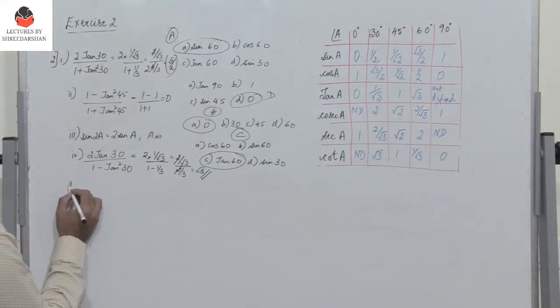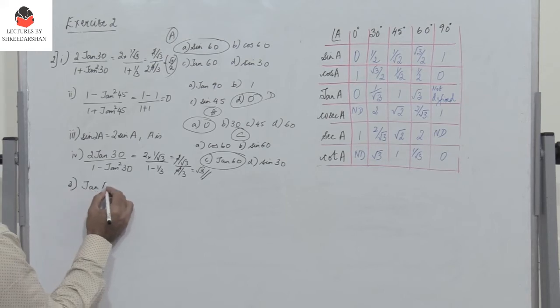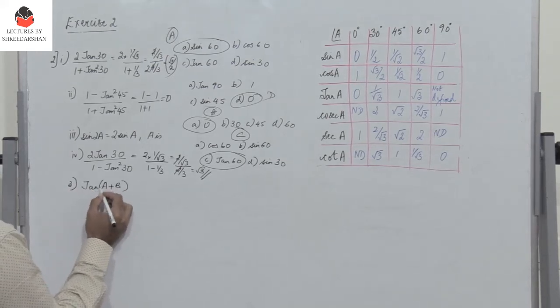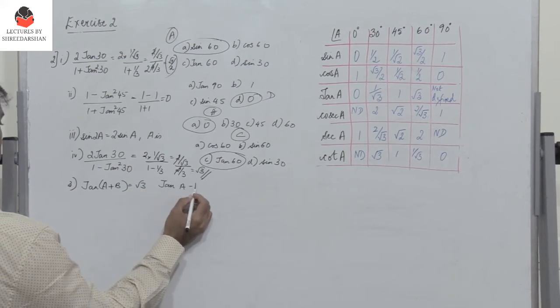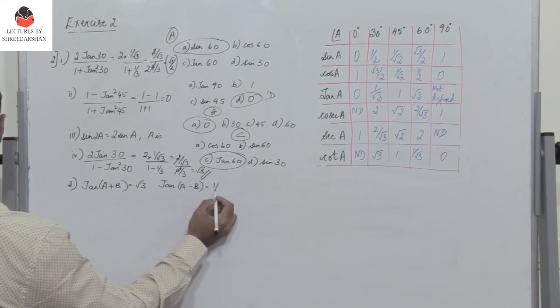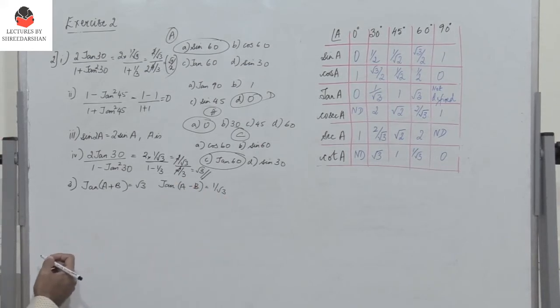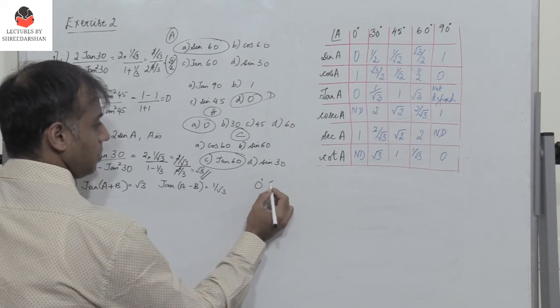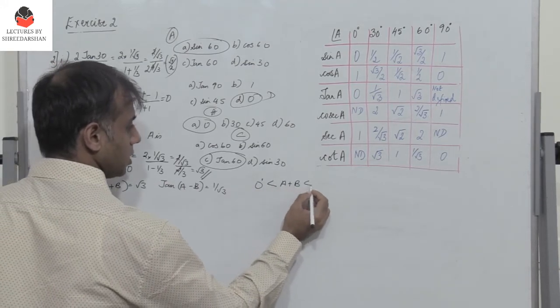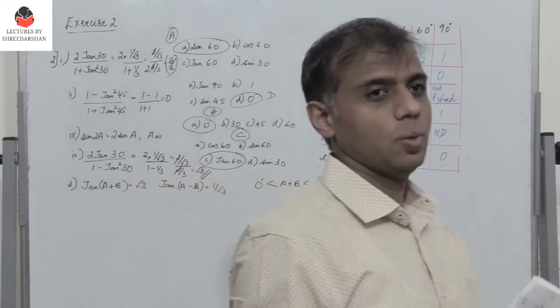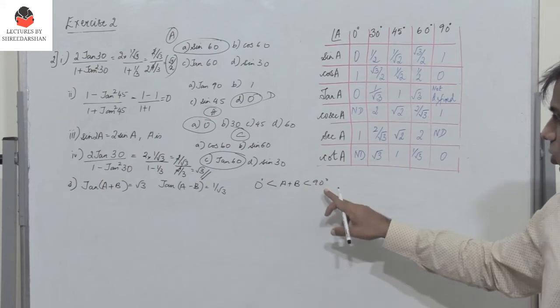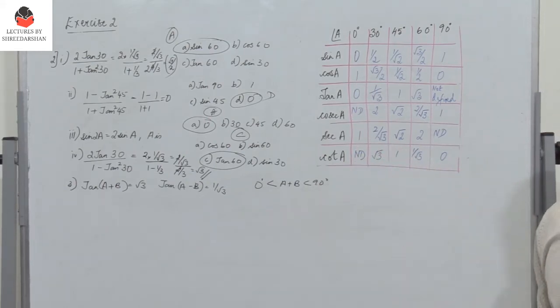The third one, a very interesting one. If tan(A+B) equals root 3 and tan(A−B) is equal to 1 by root 3, and if A+B varies from 0 to 90 degrees, then what is A and what is B? So A+B is a value which varies between 0 and 90. It can be 1, 2 up to 89. So I need to find A and B.